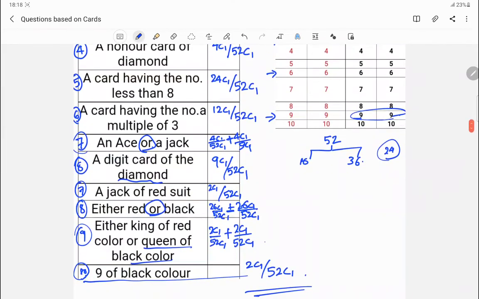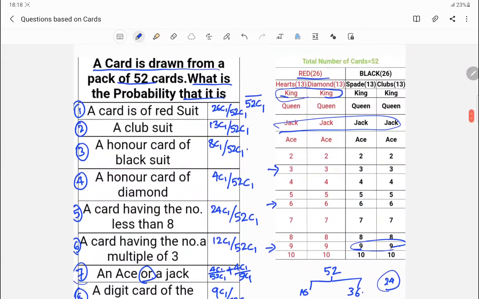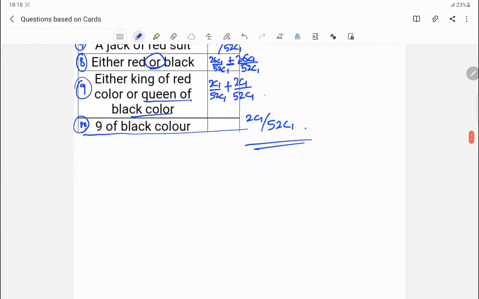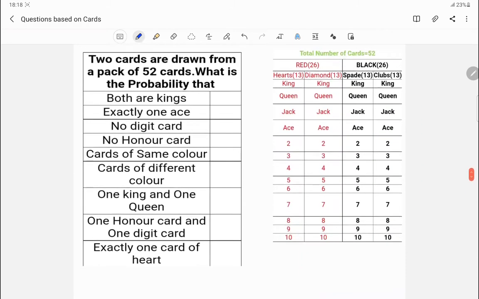Now let us look at another question. In this type of question, it says that 2 cards are drawn from a pack of 52 cards. So the denominator for all these questions will be 52C2. Now we are asked to find the probability that both are kings. How many kings are there? There are 4 kings. So it is 4C2 divided by 52C2.